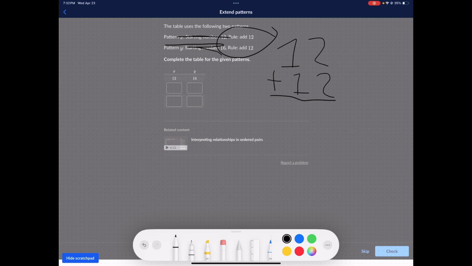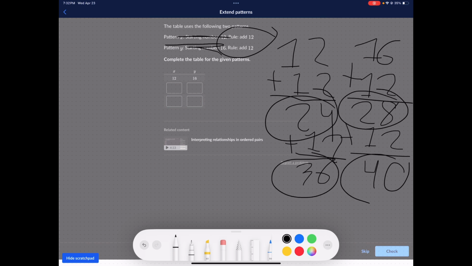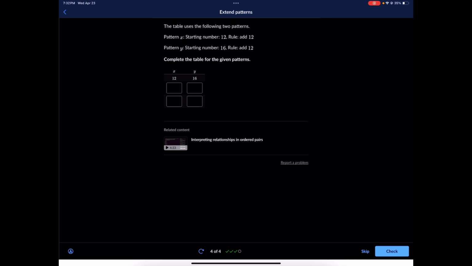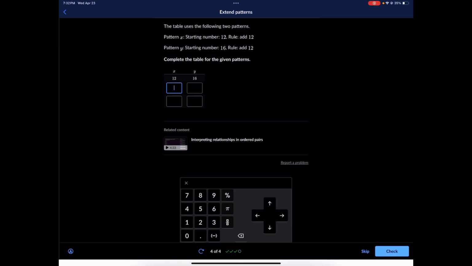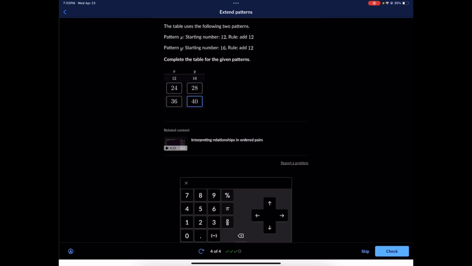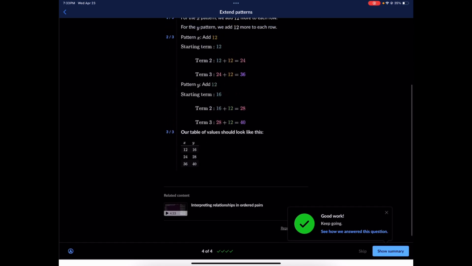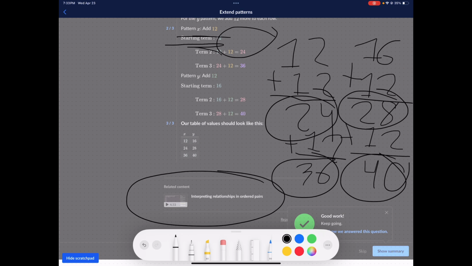12 plus 12 is 24, good. And then we add 12, which is 36. So then we do 16, same rule. So we got plus 12 is 28, plus 12 is 40. So these should be our answers. So it should be 24, 36, 28, and 40. Very, very good, everyone. So, yep, you get those. So if you got that right, good job. Here's the videos. Otherwise, happy studying.